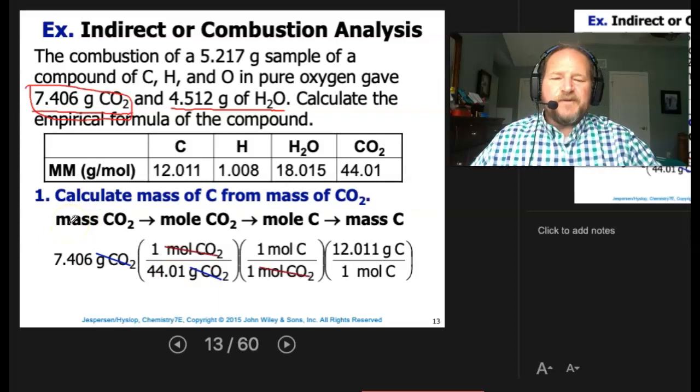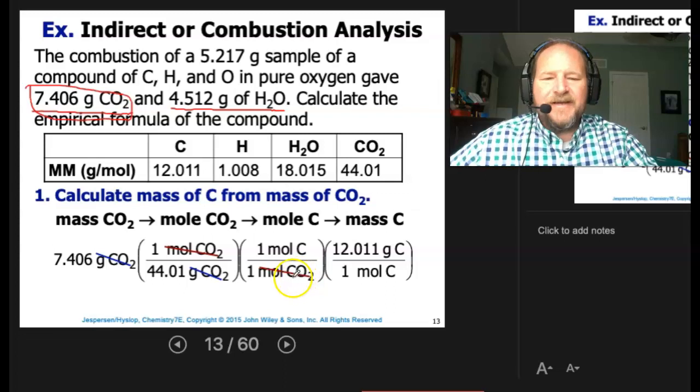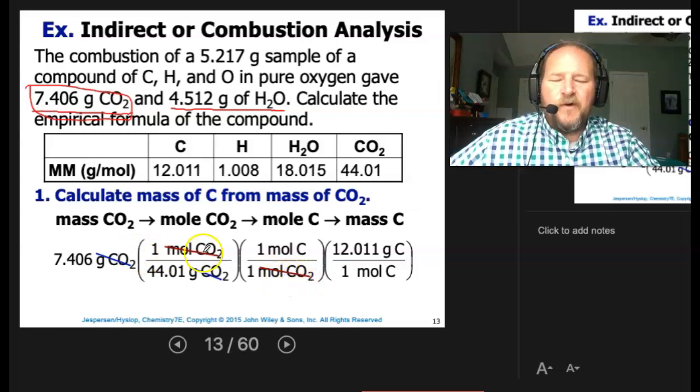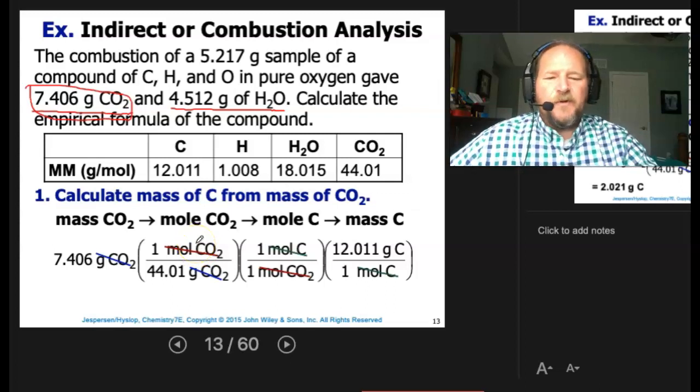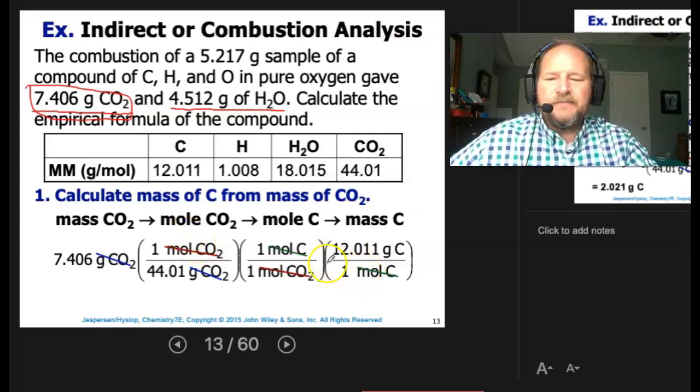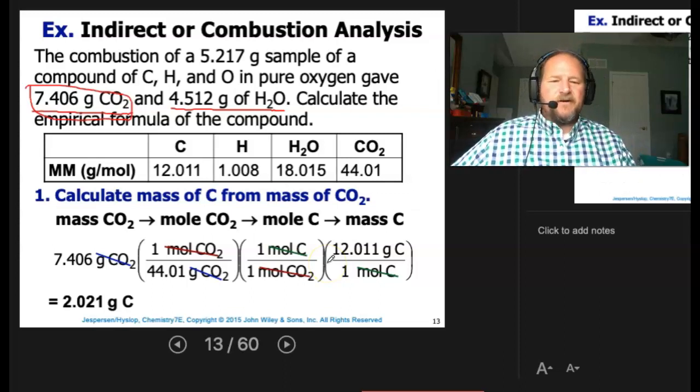Then we're going to convert that to moles of carbon. This relationship is coming from there's one carbon in the CO2. So for every 1 mole of CO2, we get 1 mole of carbon. And then last but not least, we'll multiply by the periodic table. We run that through our calculator and we get 2.021 grams of carbon.